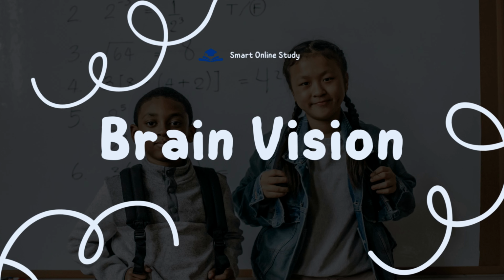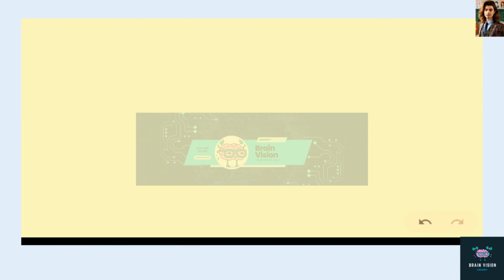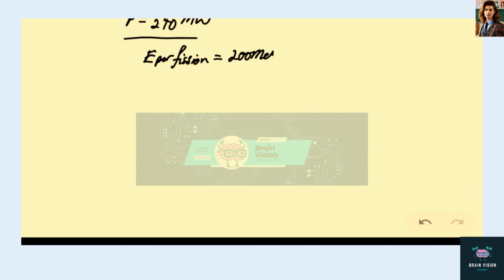Welcome to Brain Vision. So for this question, we're given that we have a reactor that is producing power of 240 megawatts. We want to find how many fissions are actually occurring per second to obtain this level of power. So the energy per fission is given to be 200 MeV.